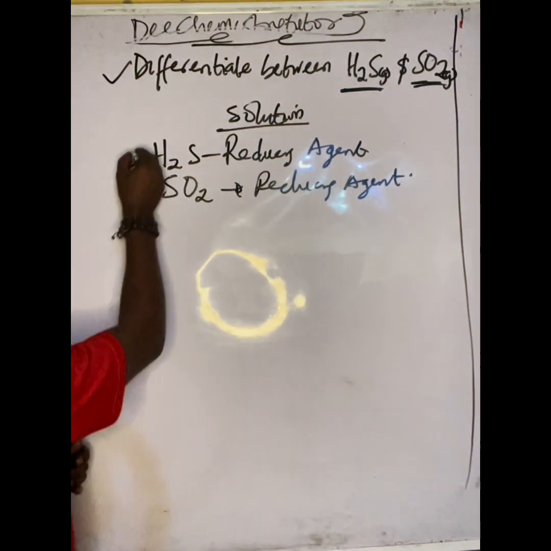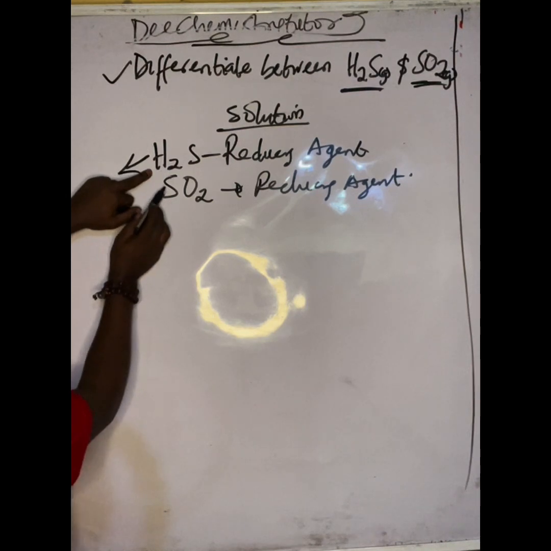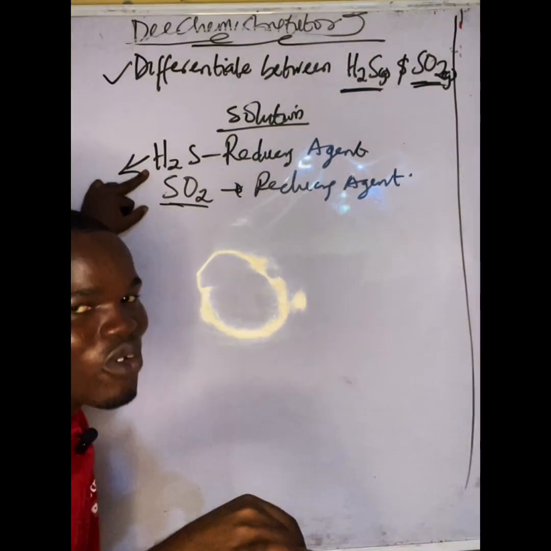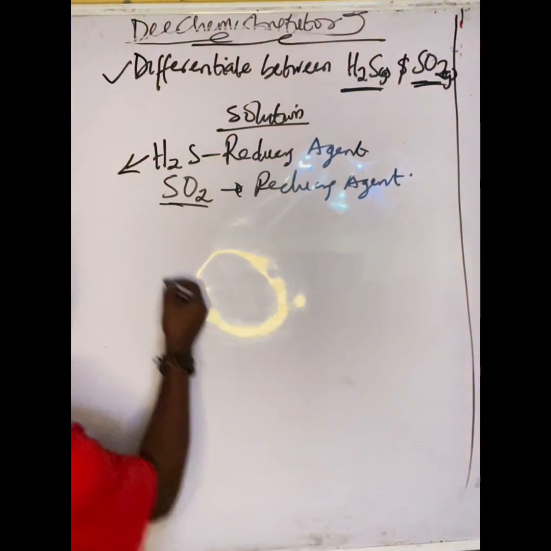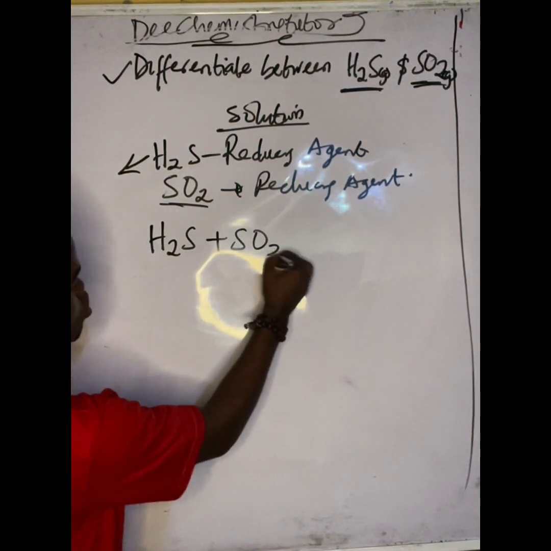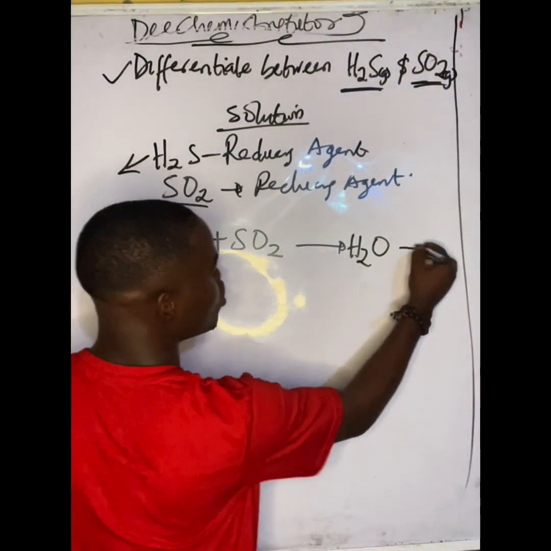So this is a better reducing agent. It's stronger than this. So in the presence of a stronger reducing agent, SO2 will bow, just like some of you will bow in the presence of someone that is better than you. So what now happens? H2S can react with SO2 to form what? It can give H2O plus S.